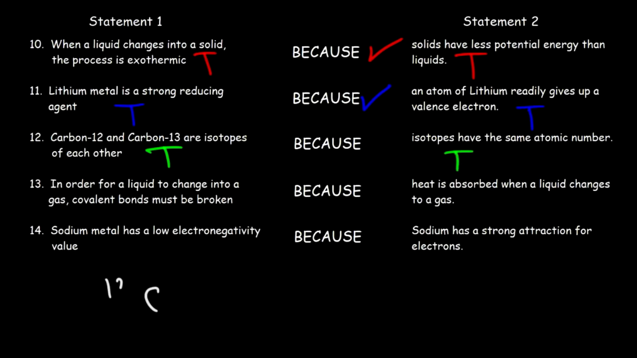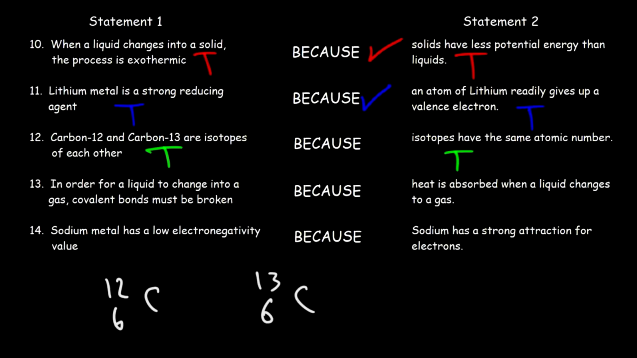Carbon-12 has a mass of 12. Carbon-13 has a mass of 13. But they are still carbon atoms, and all carbon atoms have an atomic number of 6. So these two isotopes have the same atomic number. Now, does statement 2 support statement 1? Carbon-12 and carbon-13, are they isotopes of each other because isotopes have the same atomic number?